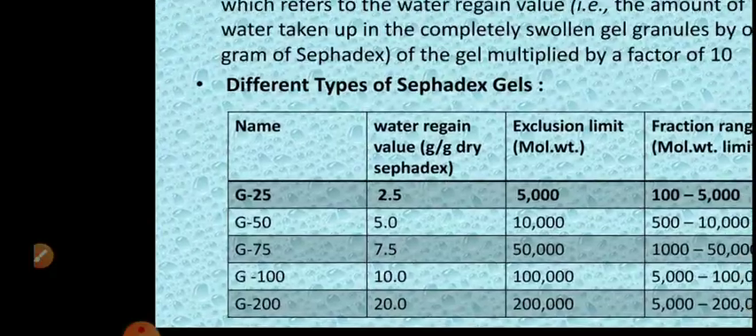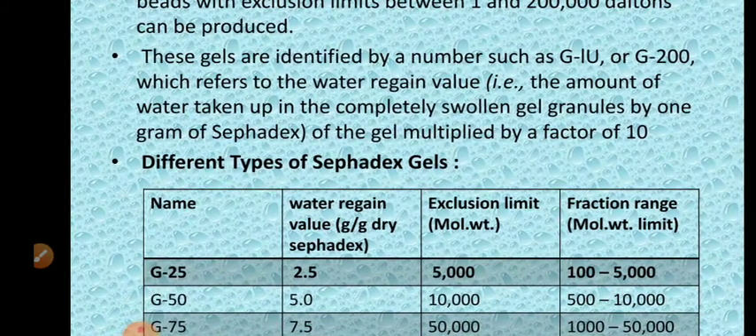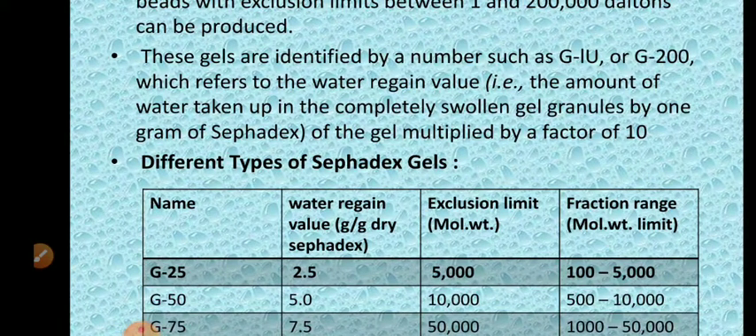Now, the gels are identified by numbers such as G25, G50, G100, which refer to their water regain value. What is water regain value? It is the amount of water taken up by the completely swollen gel granule per 1 gram of Sephadex, multiplied by a factor of 10. When I'm saying G25, that means the water regain value is 2.5. And how is 25 named? 2.5 into 10, that is 25. So G25 means the Sephadex gel has a water regain value of 2.5.